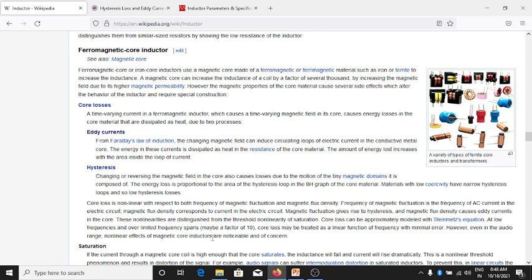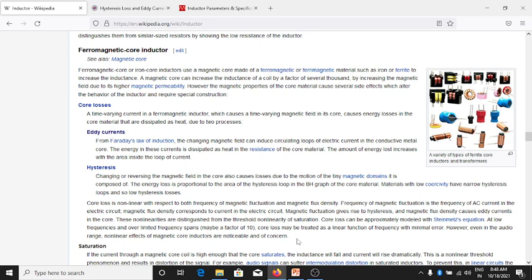Core loss is nonlinear with respect to both frequency of magnetic fluctuation and magnetic flux density. Frequency of magnetic fluctuation is the frequency of AC current in the electric circuit. Magnetic flux density corresponds to current in the electric circuit. Magnetic fluctuation gives rise to hysteresis and magnetic flux density causes eddy current. Over limited frequency spans, core losses may be treated as a linear function of frequency with minimal error.